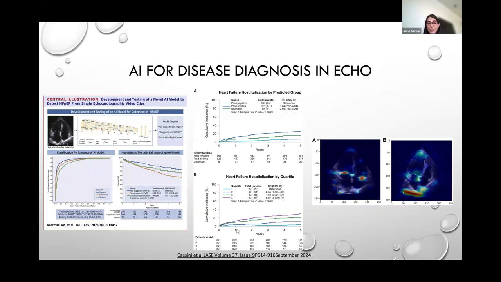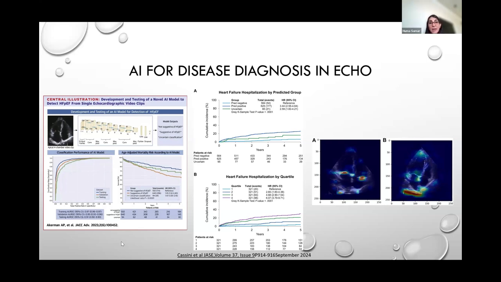This is one that is commercially available to diagnose heart failure with preserved ejection fraction based on a single echo video clip. So it's not an entire echocardiogram. It's one 4-chamber video clip, which serves as the input for this convolutional neural network. And the outcome is a binary prediction of does this image represent heart failure with preserved EF or does it not?